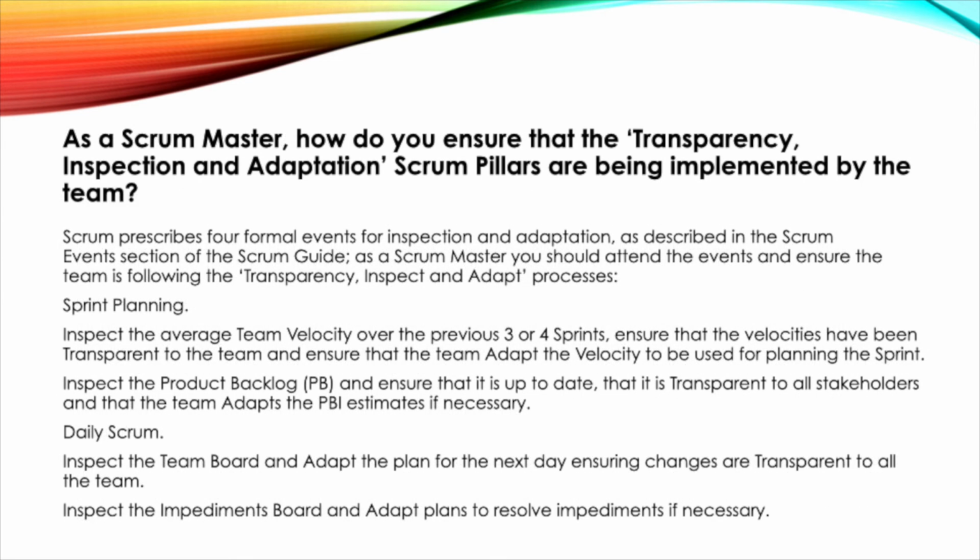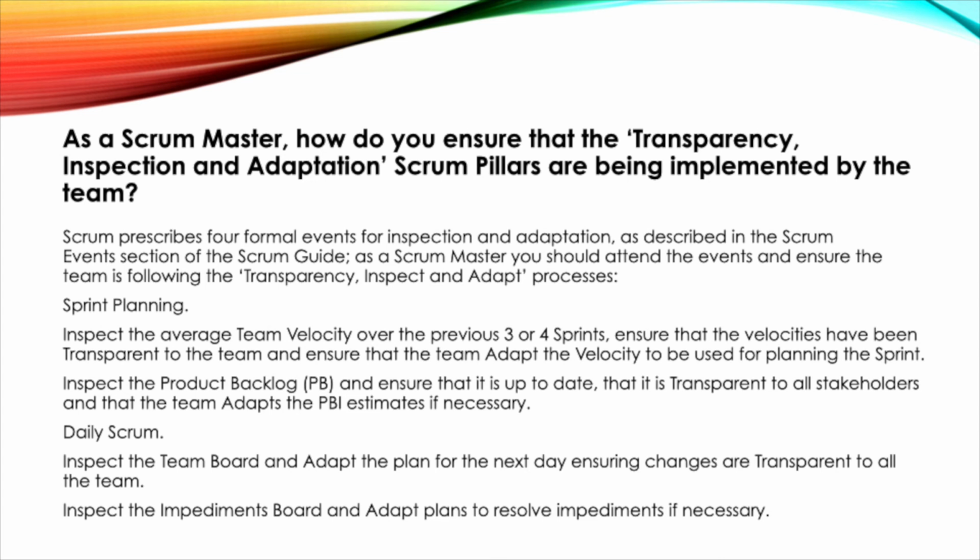As a Scrum Master, how do you ensure that the transparency, inspection and adaptation Scrum pillars are being implemented by the team? Scrum prescribes 4 formal events for inspection and adaptation, as described in the Scrum Events section of the Scrum Guide. As a Scrum Master, you should attend the events and ensure the team is following the transparency, inspect and adapt processes. Sprint planning: inspect the average team velocity over the previous 3 or 4 sprints, ensure that the velocities have been transparent to the team and ensure that the team adapts the velocity to be used for planning the sprint.